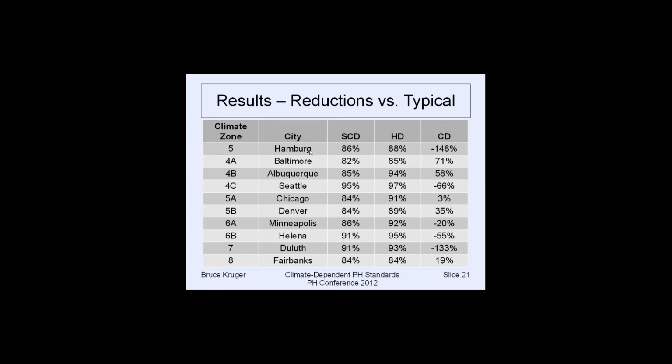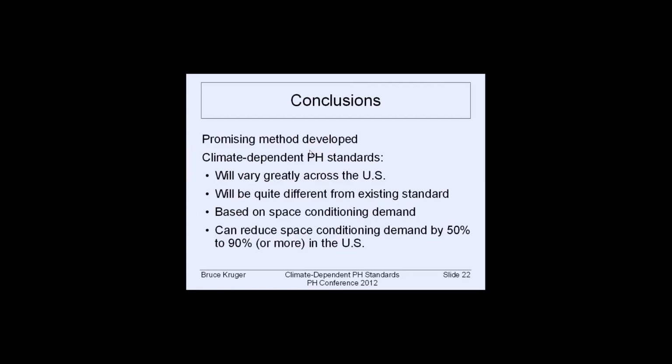Oh, it's a negative, right? Is that the one you're looking at? It's so the negative reduction, the negative 148%, is an increase, and that's because of the trade-offs that the optimization did between increasing or decreasing heating demand and cooling demand. 5 minutes? All right, so I'm going to wrap up, and I have 2 slides of conclusions.